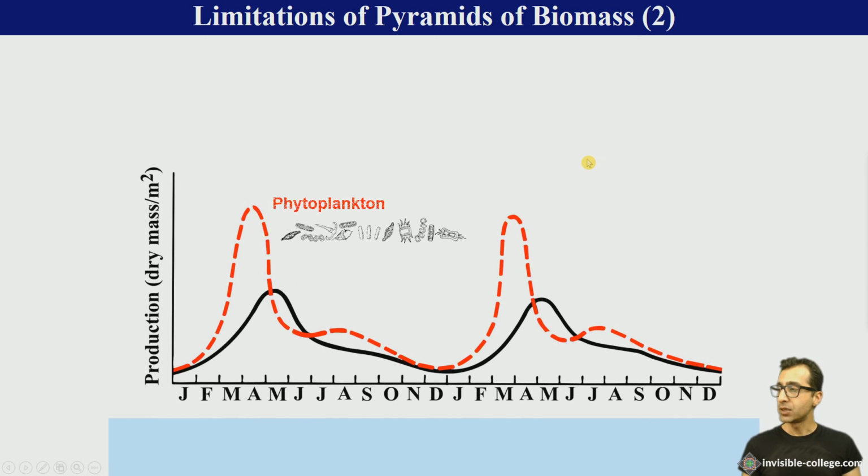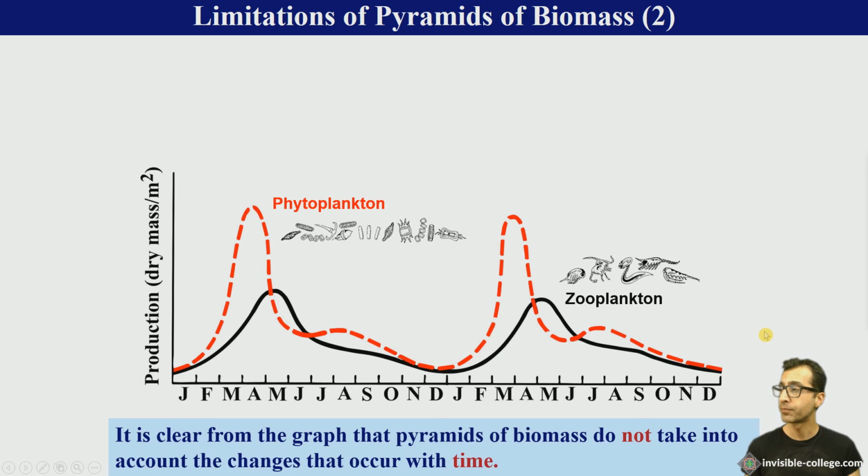So again, looking at this diagram, we have the phytoplankton production of dry mass per square meter of the phytoplankton represented by this red dotted line, and the value for the zooplankton represented by this black solid line. So it's clear from the graph that pyramids of biomass do not take into account the changes that occur over time, because at any given month, the relative proportions of these in terms of dry biomass per meter squared are changing.